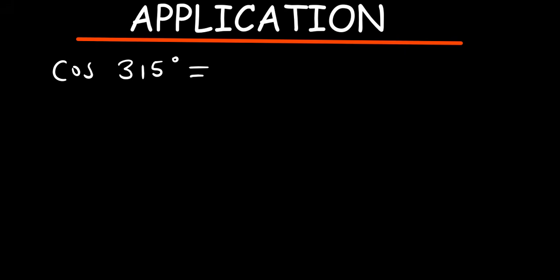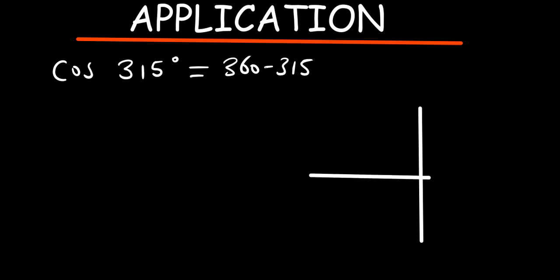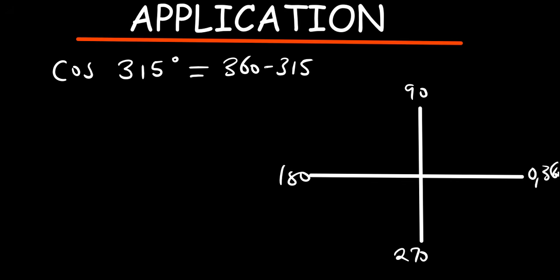You're going to say 360 degrees minus 315 degrees. Allow me to explain this using an x-y plane. Let's say this is our Cartesian plane. Let's say this is 0, this is 90 degrees, this is 180 degrees, this is 270 degrees, then this will go back to 360 degrees like that. Now where is your angle 315 degrees going to fall? 315 degrees is going to fall in this region.